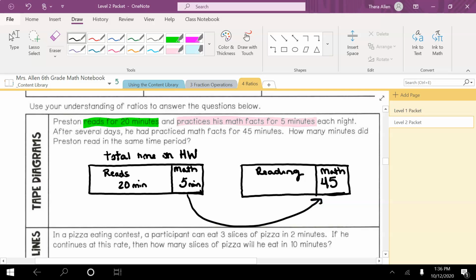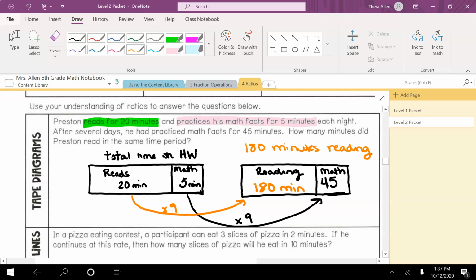But you know what? How does 5 get to 45? I multiply by 9. And I know that these are going to be equivalent ratios. So I do the same thing here to reading. I'm going to multiply that by 9. 20 times 9 gives me 180 minutes. So he spent a total of 180 minutes reading. My answer would be 180 minutes reading. Okay, that is what a tape diagram looks like.